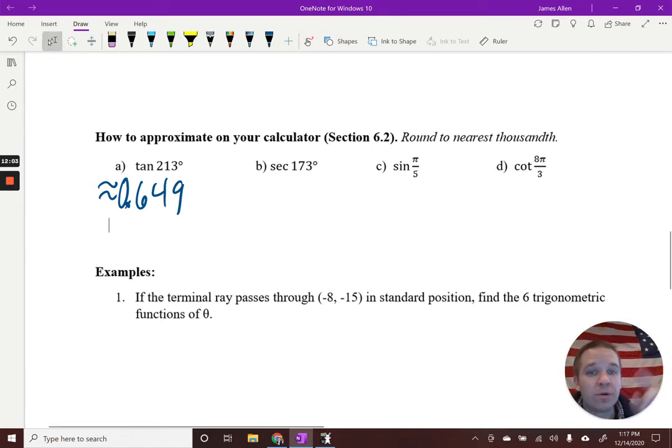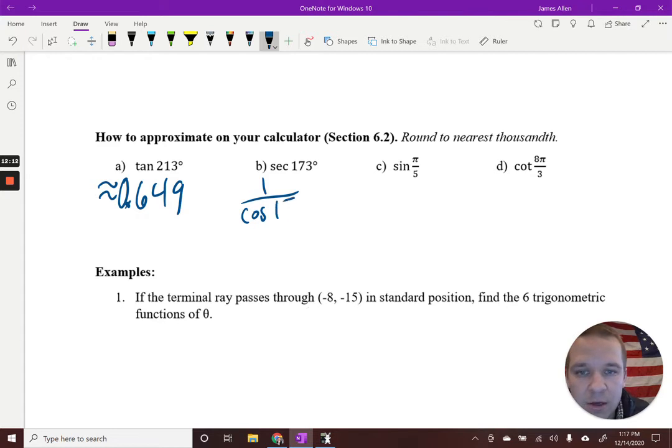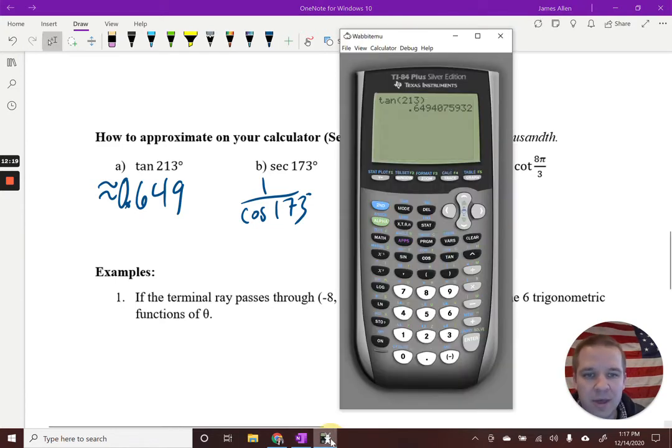All right. For secant. Well, secant is my reciprocal of cosine, right? Okay. So if I do 1 divided by the cosine of 173, now we're talking. Still in degree mode. We'll pop that in. 1 divided by cosine. Close the parens. All right. There we are. We have negative 1.008.